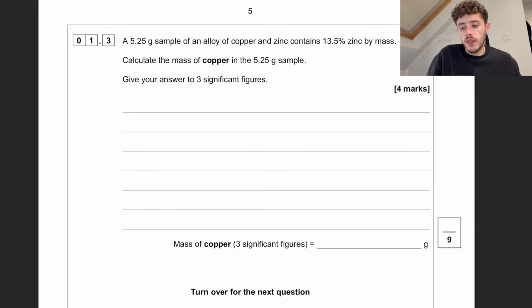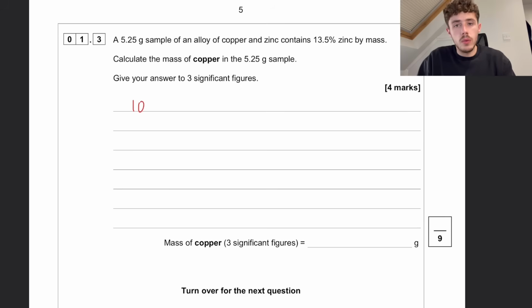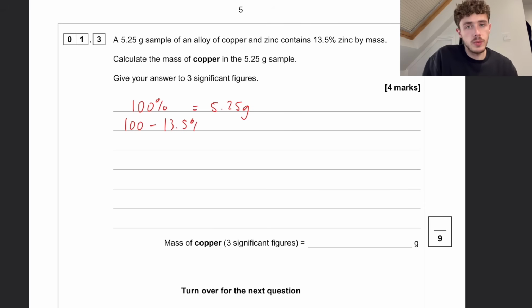Question 1.3. A 5.25 gram sample of an alloy of copper and zinc contains 13.5% zinc by mass. Calculate the mass of copper in the 5.25 gram sample. So 100% of the sample is 5.25 grams. What we need to work out is what is 13.5%. And if the zinc is 13.5%, we can do 100% take away 13.5%, which is going to give us 86.5%. And then that is going to be the mass of the copper.